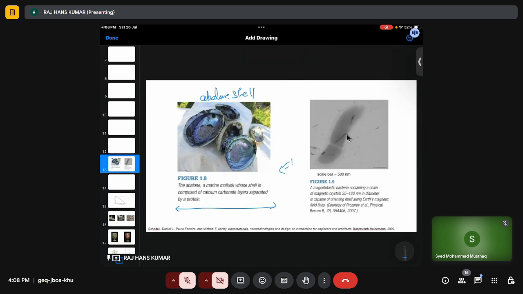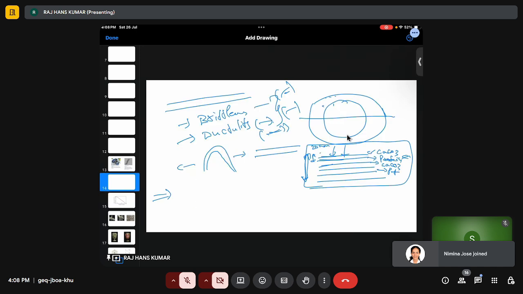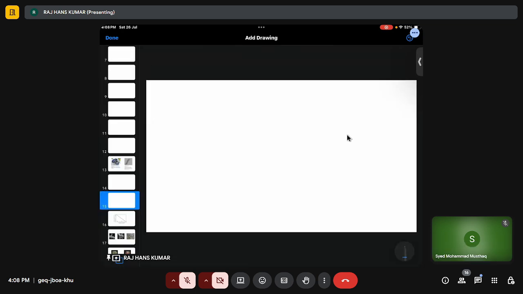Now going on to the magnetotactic bacteria. There is a very intriguing part of these bacteria. You actually see them in some lakes and oceans. The best part about them is that they live in lakes. That is a simple thing, okay?